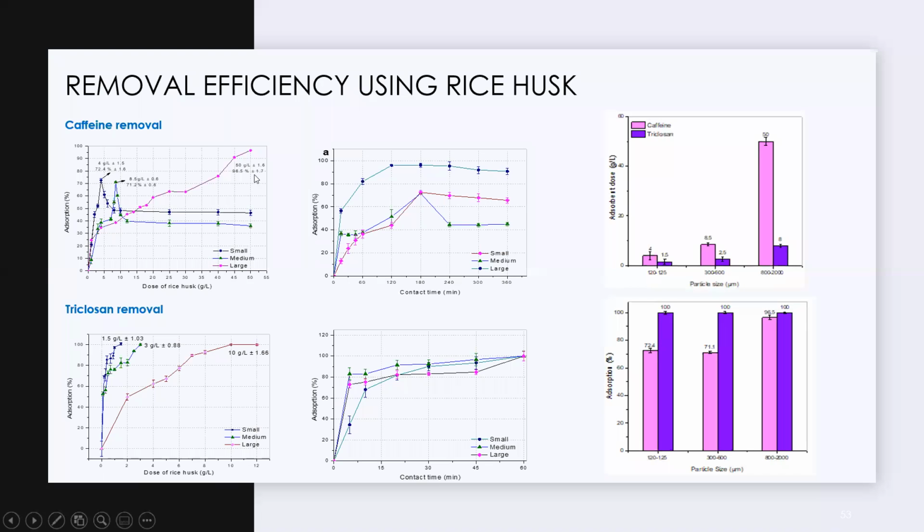So we were able to remove most of the contaminants in the case of caffeine. In the case of triclosan, whenever you use this type of adsorbent, this rice husk, you can reach almost 100% of removal after 60 minutes, as you can see here. In this case, you can remove basically 100% just using a small amount, 1.5 grams per liter of rice husk, which is a relatively low dosage.